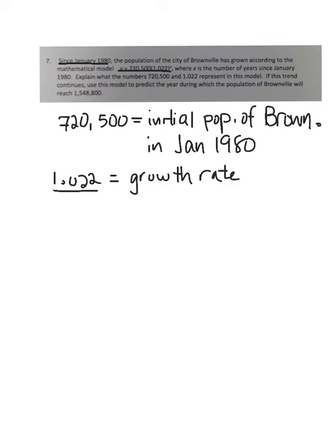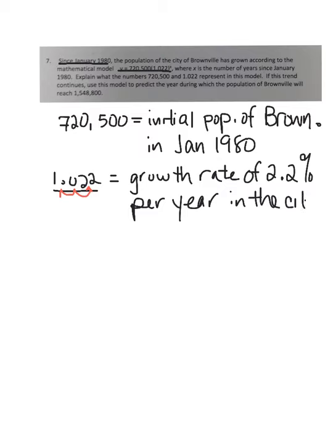So what we're actually going to do is take this decimal right here. We're going to go 1, 2 places, okay? And then you can see that we've got 2.2%. So it's a growth rate of 2.2% per year. Okay? So a growth rate of 2.2% per year in the city of Brownville.